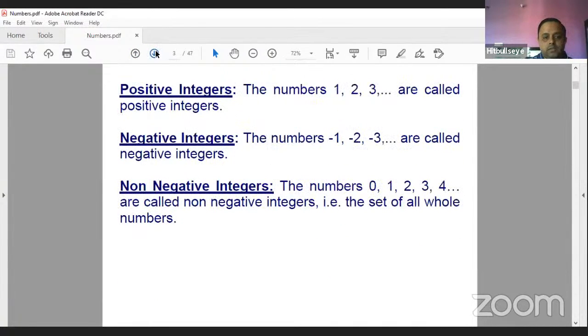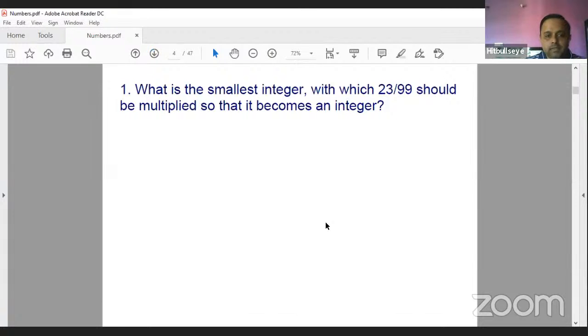Let us check the first question. It says, what is the smallest integer with which 23 by 99 should be multiplied so that it becomes an integer? What is the smallest integer with which 23 by 99 should be multiplied so that it becomes an integer?